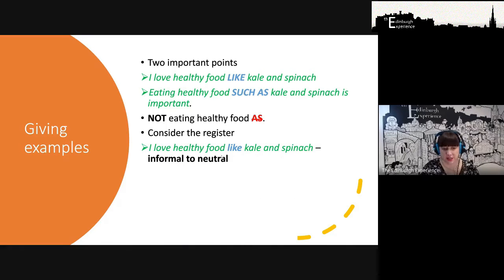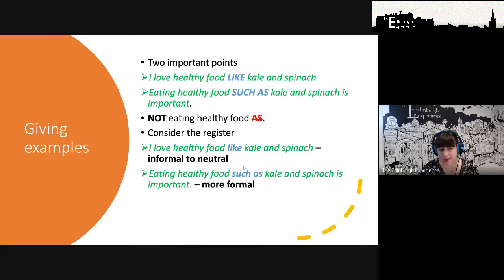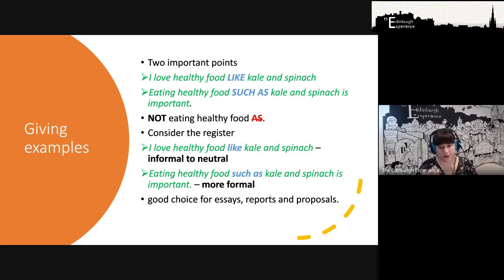So you want to consider, we're using like in an informal to neutral register, and we're using such as for a more formal register, yeah? If you're doing writing, guys, especially for exams, such as is a really nice choice for your essays, your reports, and your proposals. You could use like and such as for an essay, report or a proposal for a First Certificate or a Cambridge or an IELTS exam, because they're not overly formal, right? Remember, like is okay to be in a neutral register.